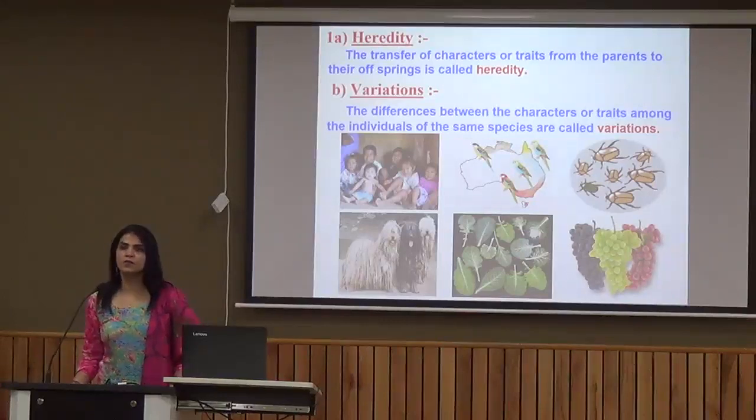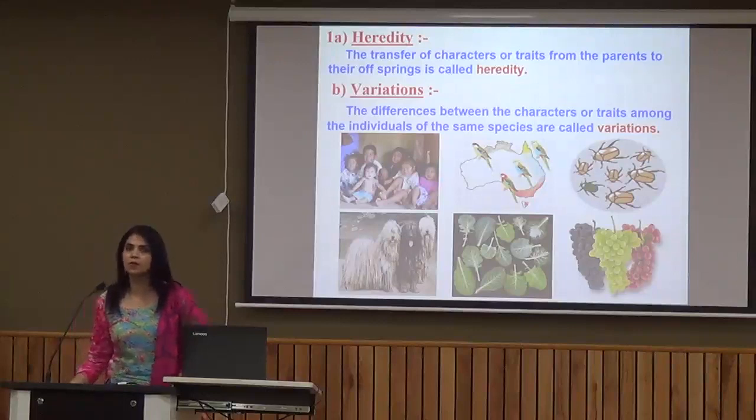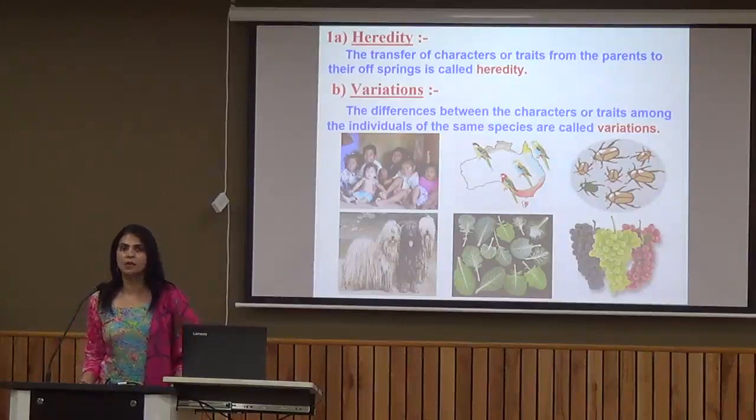The second term which we are going to study is variation. What do you understand by the term variation? Variations are the differences present between individuals of the same species. That means the difference present between you and me. That is variation. The difference present between two frogs or between two fishes. But the term variation we can only use if we are talking about individuals of the same species.